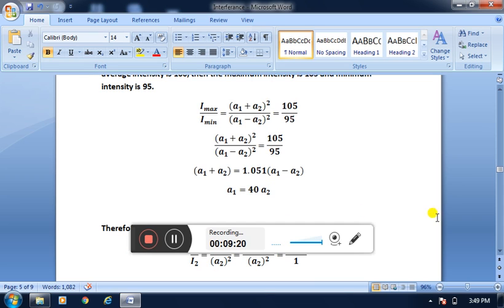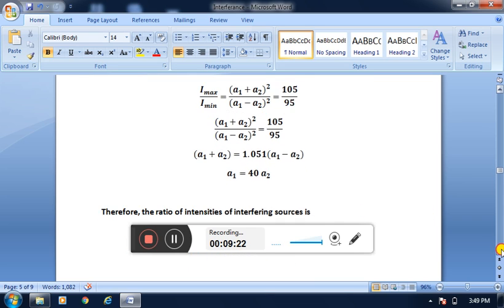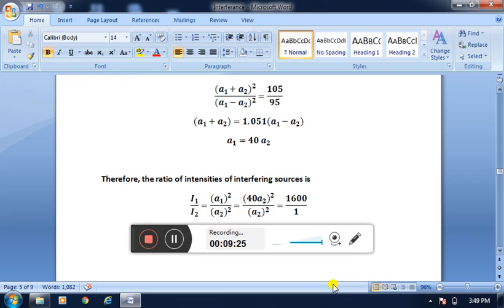Then what happened, students? We know I1 upon I2 is equal to A1 squared upon A2 squared. Here we substitute the values of A1 and A2. We get 40 A2 squared upon A2 squared. A2 squared cancels, then it becomes 1600 upon 1. It is the ratio of maximum and minimum intensity.